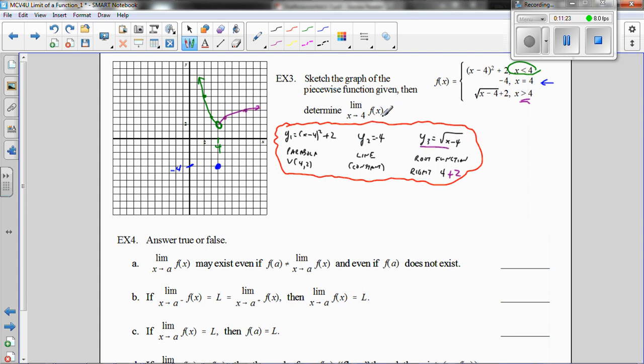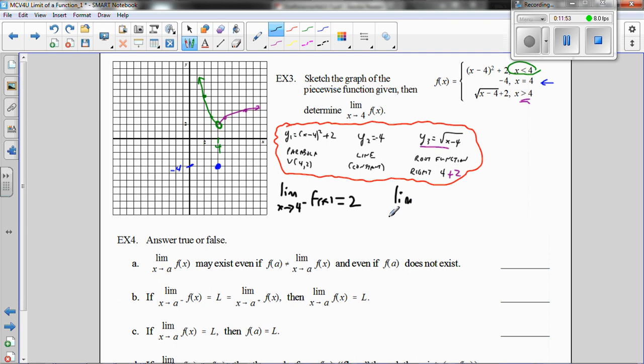And so this limit, let's talk about this limit. Well, let's talk about the limit from the left. The limit as x approaches 4 of f at x means we're following this green line. It's getting closer and closer and closer to an output of 2. The left-hand limit is equal to 2 because my graph is getting closer to 2. And that follows the parabola.